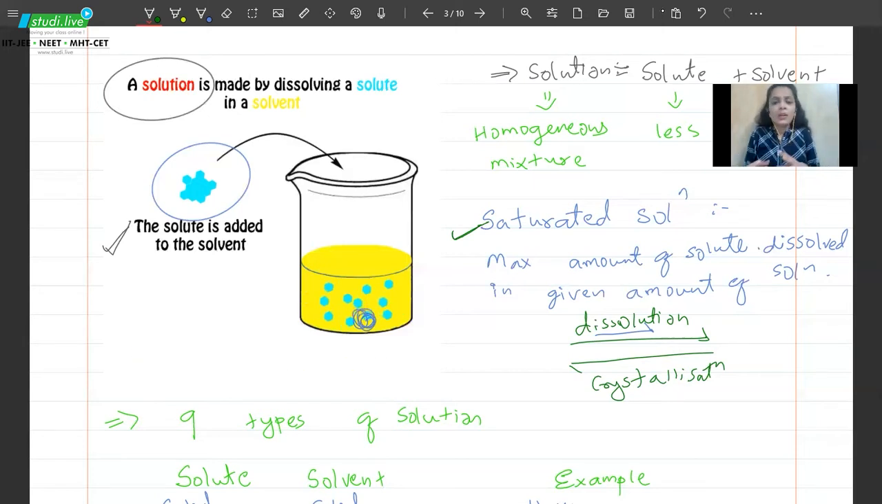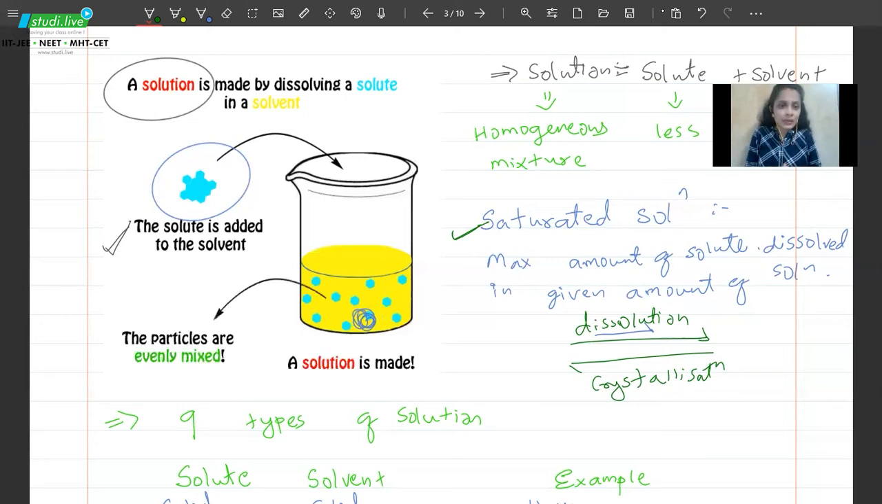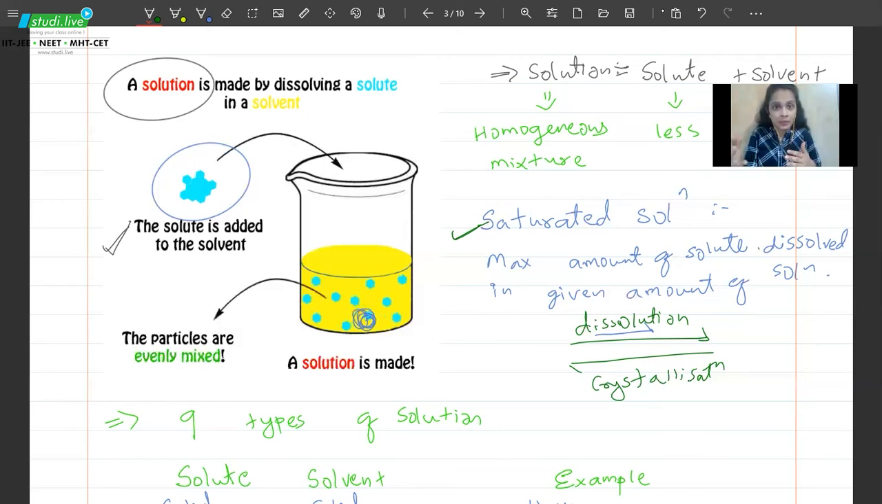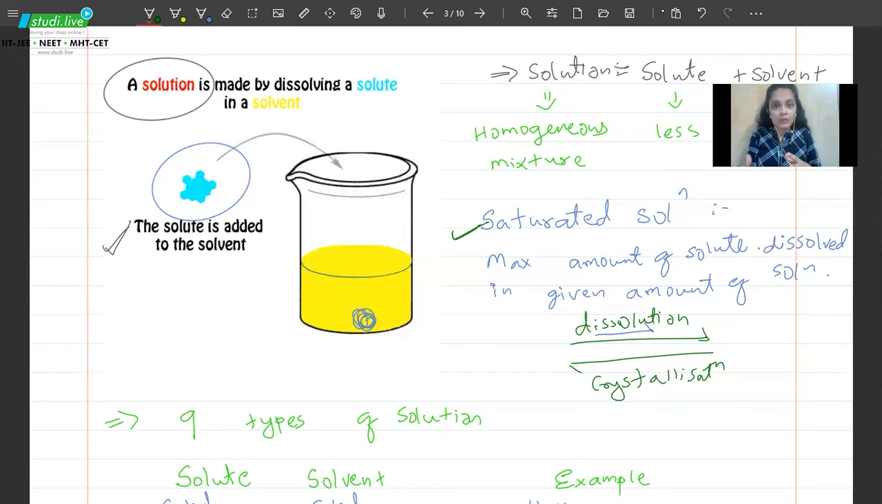Yes or no? But always if they ask you about the unsaturated solution, you say less than the maximum amount of solute dissolved in the given solution. Supersaturated means it has exceeded the maximum limit. Okay, it has more solute present as compared to the maximum limit. Yes, I'm hoping you understood this part about saturated, unsaturated, and supersaturated solutions.